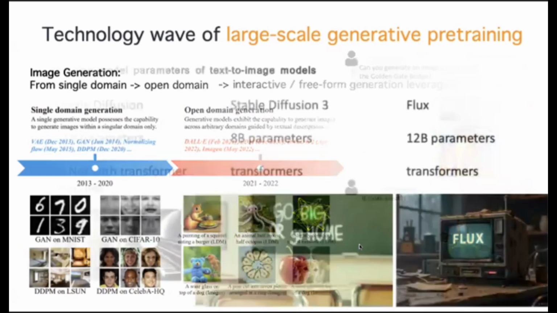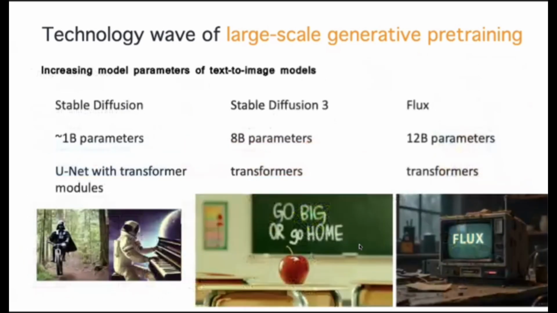The model parameters of text-to-image models are increasing as well. For example, Stable Diffusion initially had only around 1 billion parameters with a UNet-based architecture, Stable Diffusion 3 has 8 billion parameters, and the recently proposed Flux has 12 billion parameters. And both SD3 and Flux adopt the Transformer architecture.